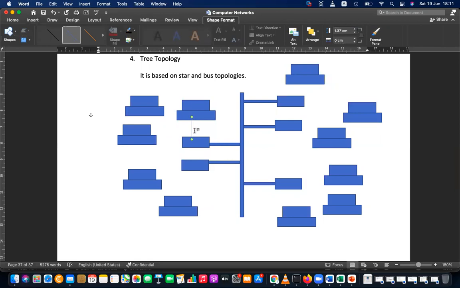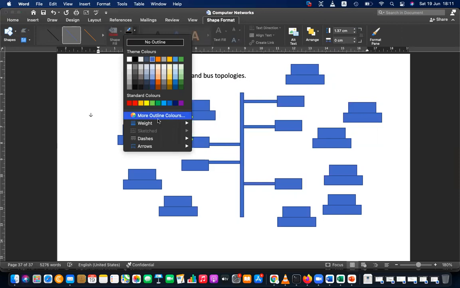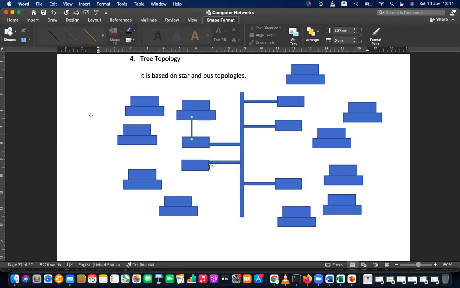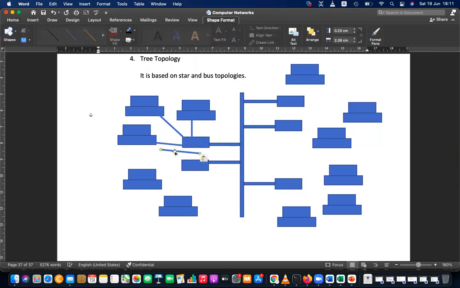This is our connection line from the switch. Let's increase the line size to 3 points. These are the computers, and these computers are connected to the switch. Tree means it's like branches and leaves. It has many branches and leaves. The leaves are the end devices. End user devices are the leaves.